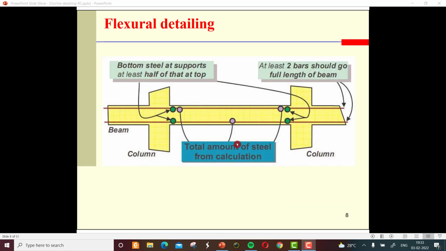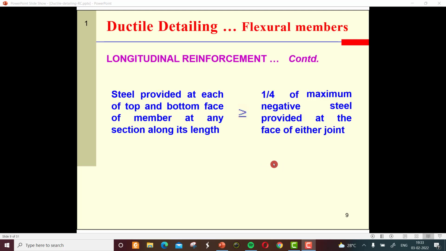And you can see here, the bottom steel at the support is at least half of the top, and at least two bars should go the full length of the beam. You can see the beam column here. Another provision is that the steel provided at each of the top and bottom faces of the member at any section along its length should be greater than one-fourth the maximum negative steel provided at the face of either joint.